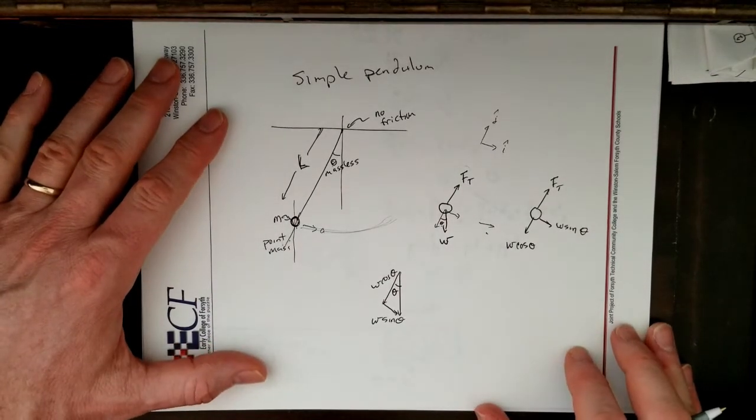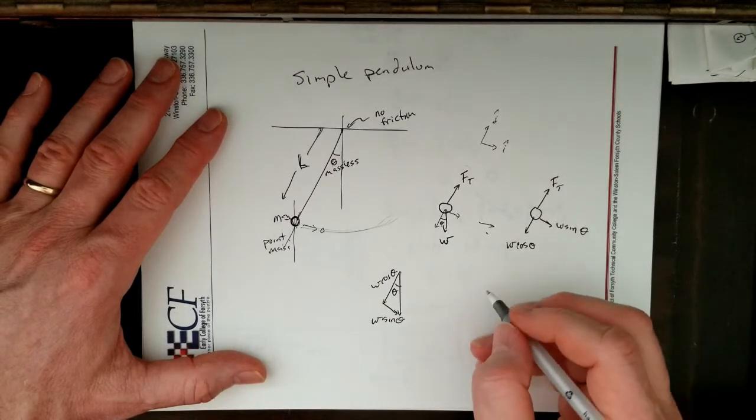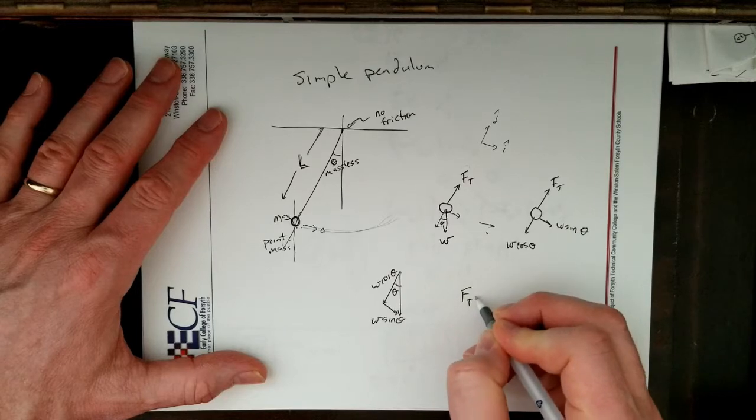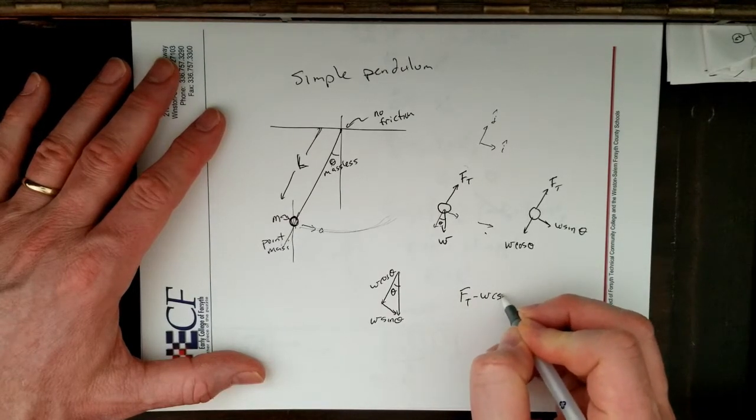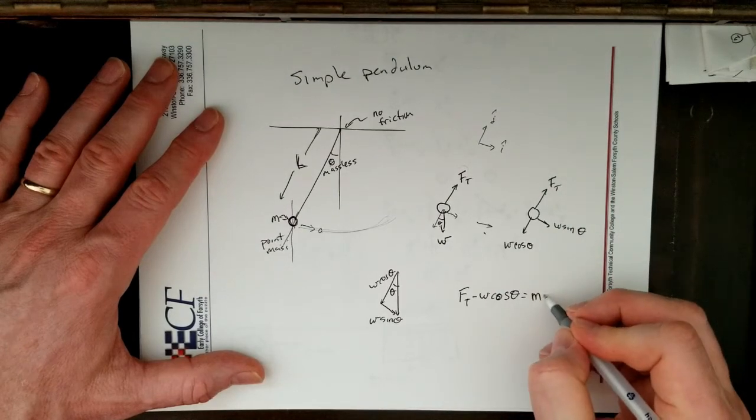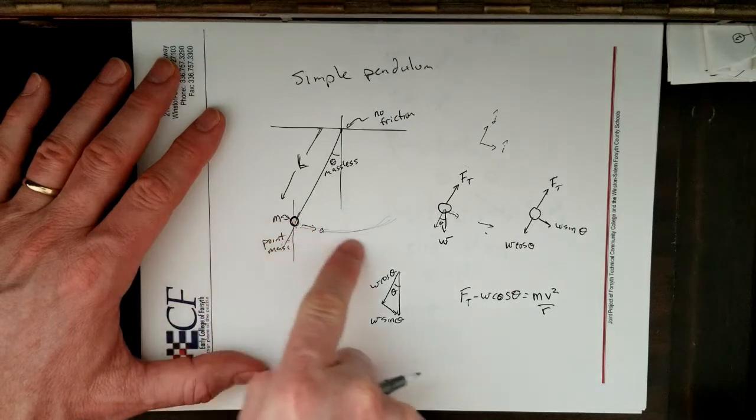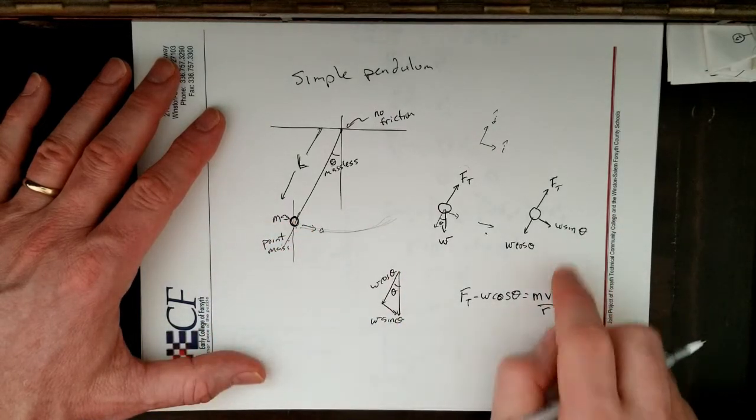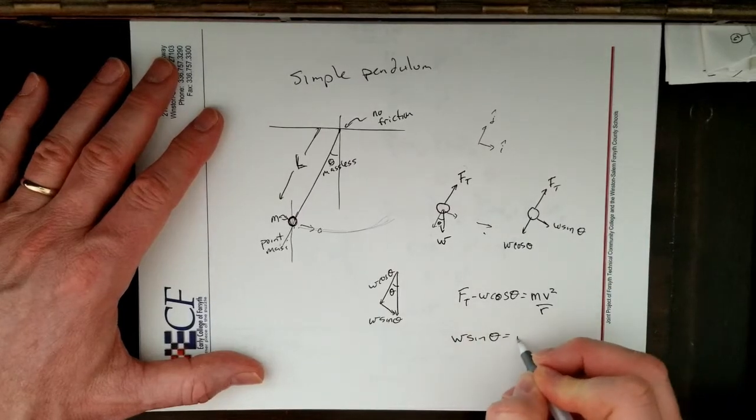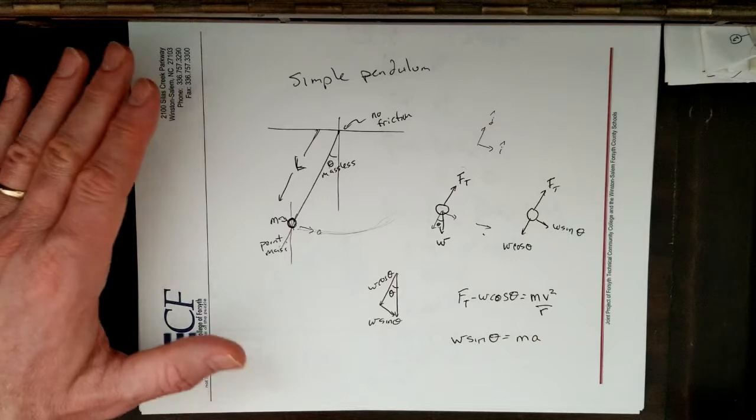We now do our equations of motion. So I know that tension minus W cosine theta is not equal to 0. It's equal to mass times v squared over r. It is centripetal acceleration. It is changing directions. I also know that it is changing speed as well. So I have W sine theta is equal to mass times acceleration. Now I do need to be careful here.